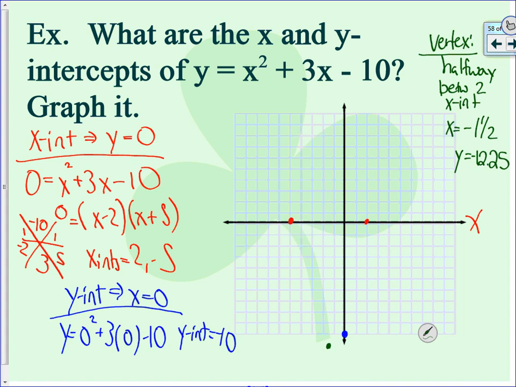So, negative 1.5 comma negative 12.25. I'm going to graph that. Negative 1.5 is right here, and I'm going to go down to negative 12.25, which is about right here, and then I'm going to connect the dots. The green point is my lowest point.